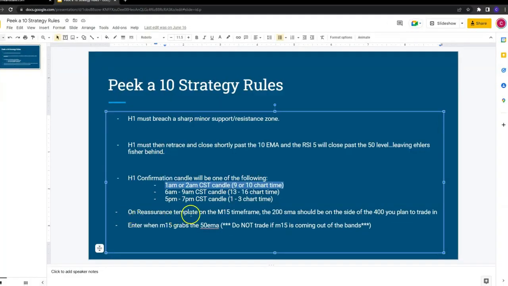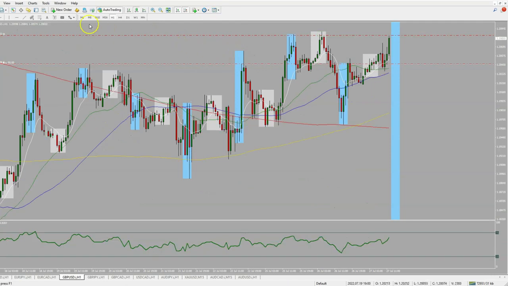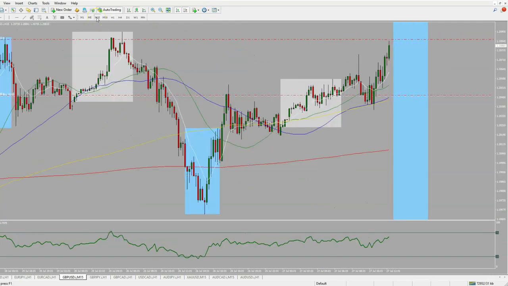Then on the reassurance template on the M15 time frame, the 200 SMA should be on the side of the direction you plan to trade in. So what I mean by that, TP finna get hit. But if we go to my reassurance template, on the M15.